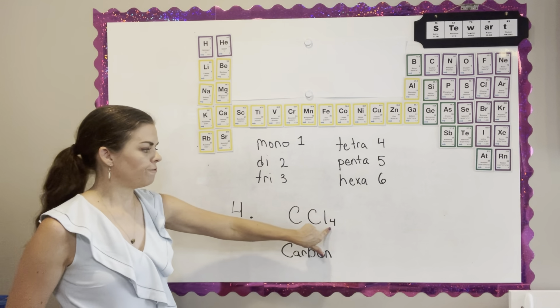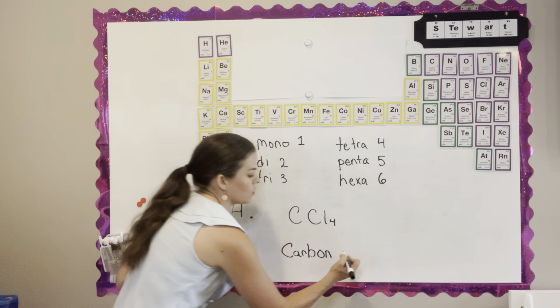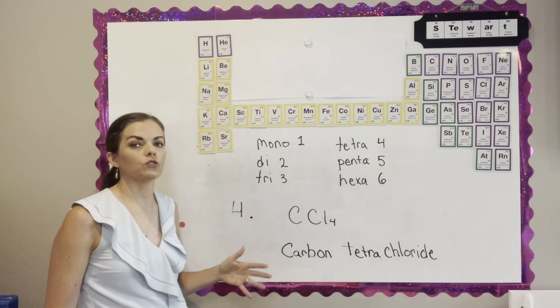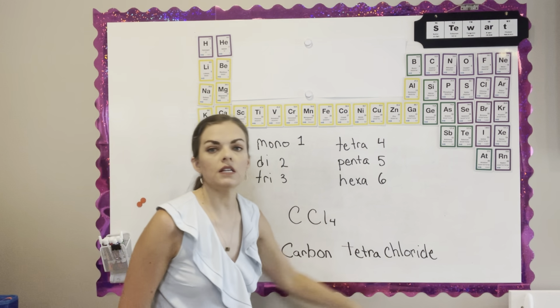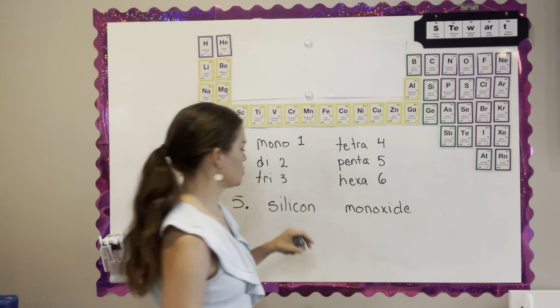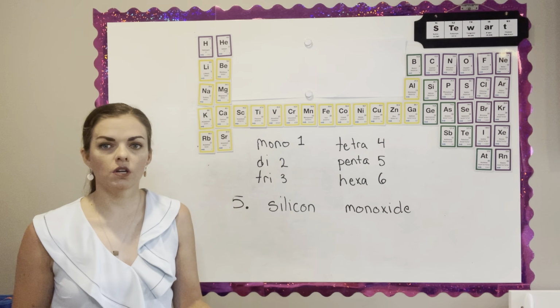And now we have 4 chlorines, and 4 is tetra, so it's carbon, and we would say tetrachloride. And just like with ionic compounds, you drop the ending and you add IDE. Question 5 gives you the name, and it wants you to come up with the formula.